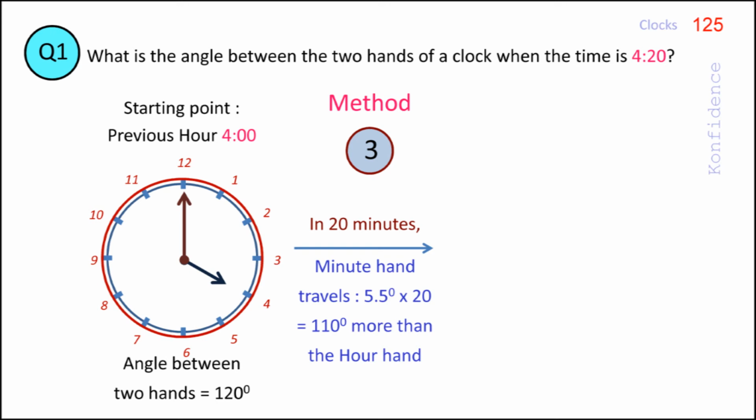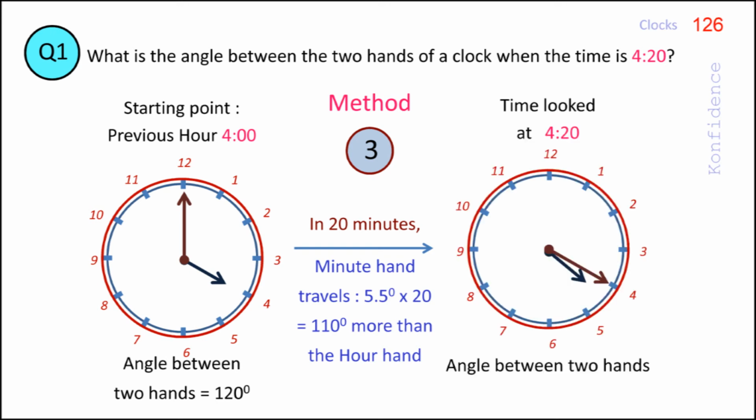Here, the hour hand is the slower athlete and the minute hand is the faster one. So, the minute hand tries to catch up with the hour hand. The minute hand has caught up with the hour hand by 110 degrees, and the lead now has reduced to 120 minus 110 equal to 10 degrees.